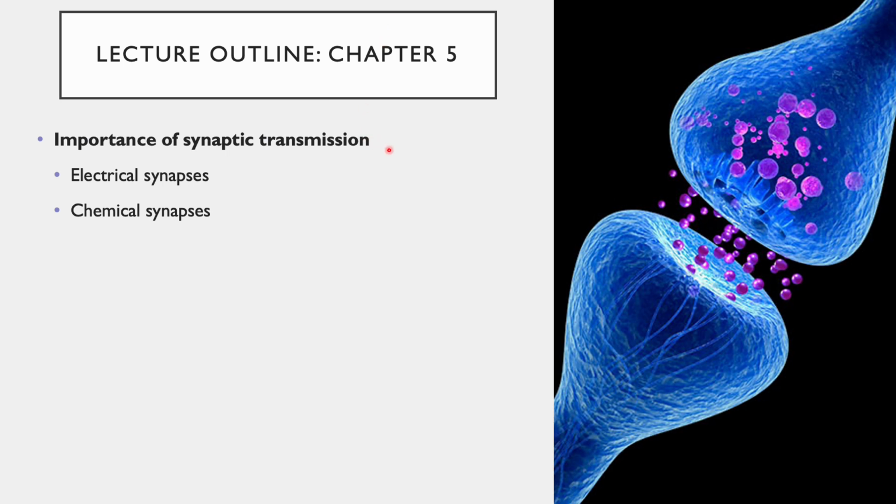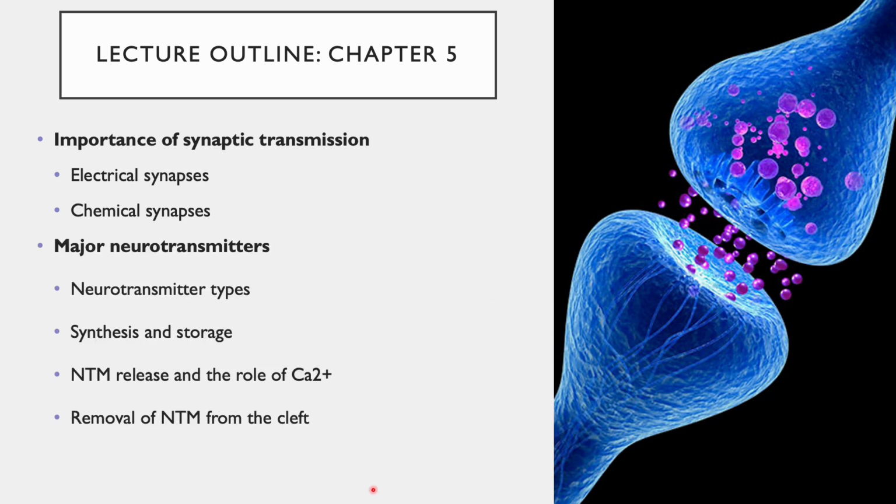Today we are going to be discussing synaptic transmission. So first, I'm going to discuss the key differences between electrical synapses versus chemical synapses. And this is what allows neurons to communicate with one another. We're also going to be discussing major neurotransmitters, all the neurotransmitter types, how they're synthesized and stored in the neuron, and we're also going to be talking about exocytosis and the role that calcium plays in the removal of neurotransmitters at the synaptic cleft.